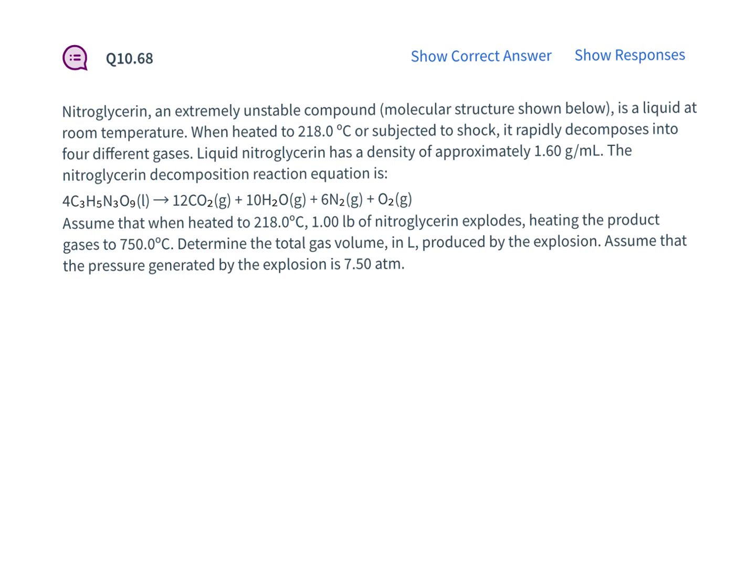In question 28, we're given the following information: we have 1 pound of nitroglycerin and it explodes following the reaction outlined below. That occurs at 750 degrees Celsius and 7.5 atm. Given that information, what volume in liters is produced by that explosion?